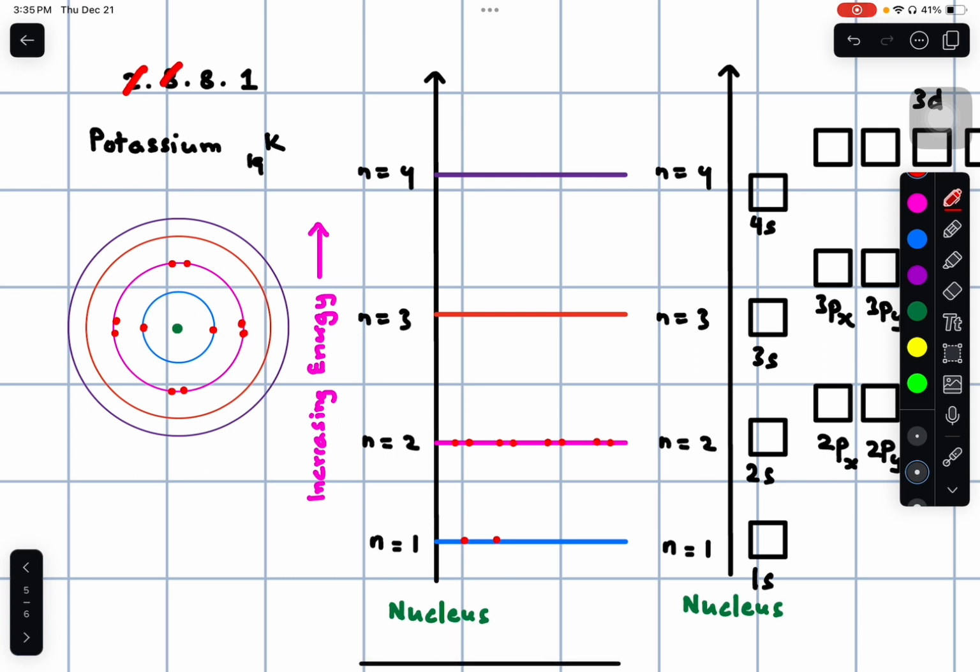After that, we move to a higher energy level, which is principal quantum number 3, and fill in another 8 electrons. Then we fill the highest energy level, 1 electron here, and 1 electron here as well. It would make sense to you now that n equals 1 would have the lowest energy, and as we move upwards, principal quantum number 2, 3, and 4, the energy increases.